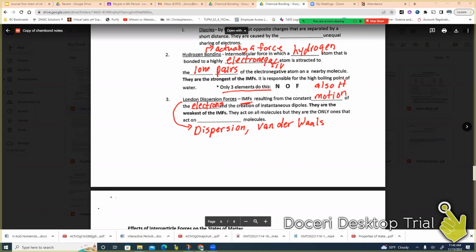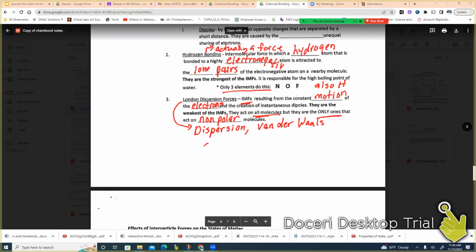They are the weakest of the IMFs. They act on all molecules. And it's the only one that nonpolar molecules are held together by. So like water is obviously held together by hydrogen bonding, but is also held together by London dispersion forces. So you would need to say that it's held together by both of them.